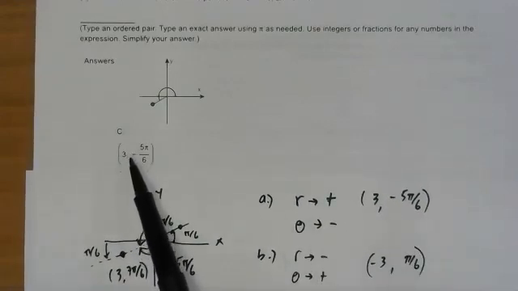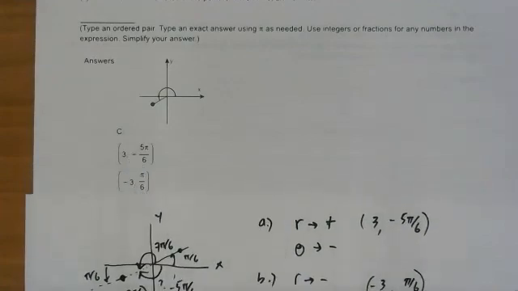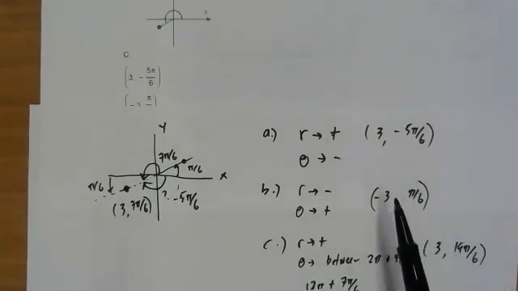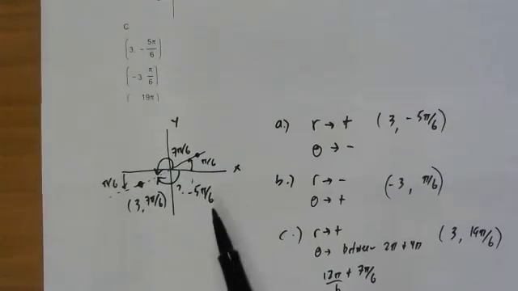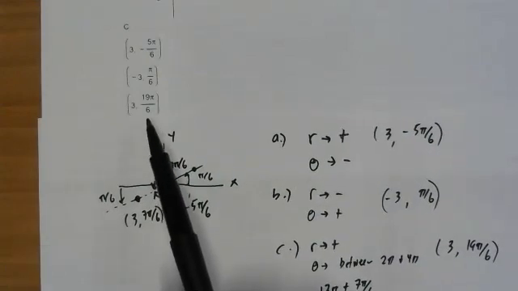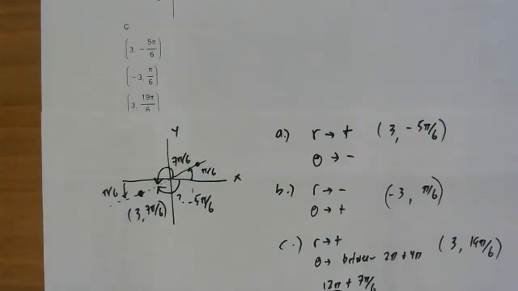So this is part A. Part B, negative 3, pi over 6, which is what we have. And then the last one should be 3, 19 pi over 6. So that just confirms that we did it correctly.